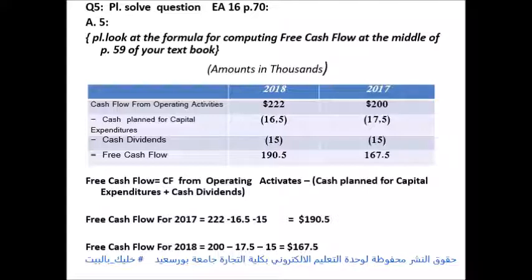The figures are indicative for you. The final free cash flow for 2017 is 190,500. For 2018 it is 167,500.